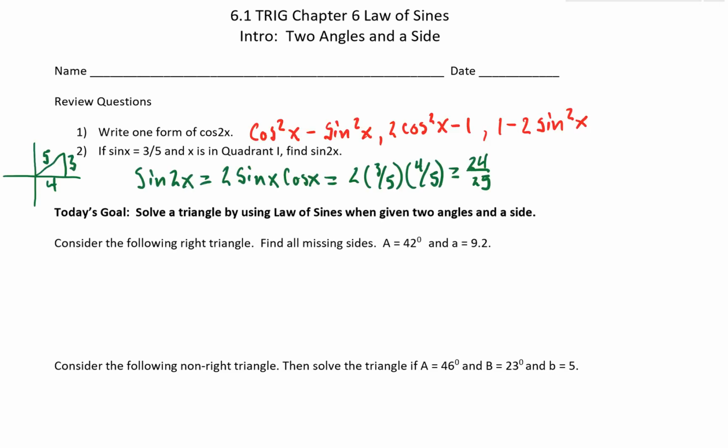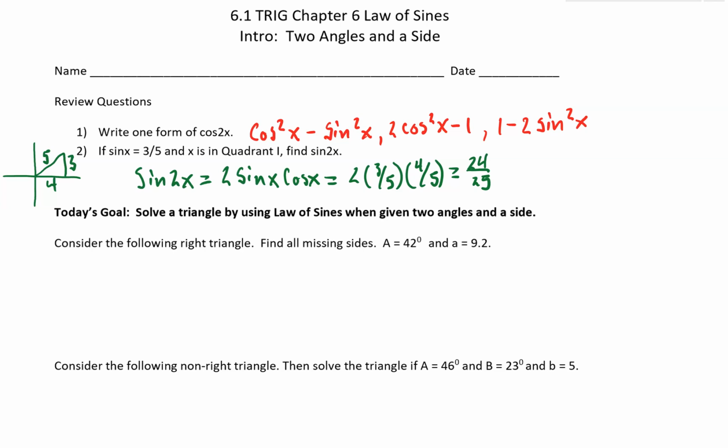All right, we're back. I listed all of the answers here. So one form, it could have been either of the three, or one of the three, excuse me. And in the second one, they're asking you if sine of x is equal to 3/5 and x is in quadrant 1, find sine of 2x. Well, this becomes a 3, 4, 5 triangle. Sine 2x is really 2 sine x cosine x. So that is 2 times 3/5 times 4/5, which equals 24 over 25.